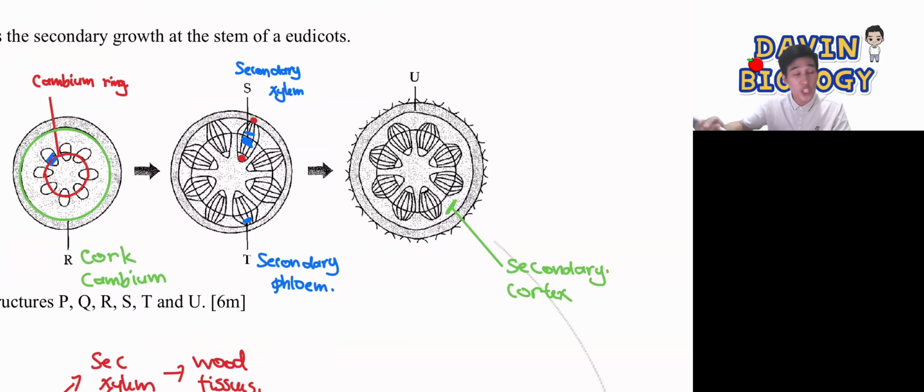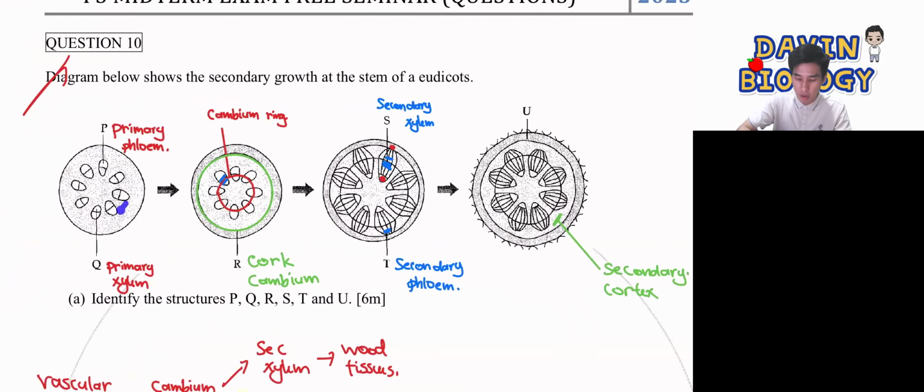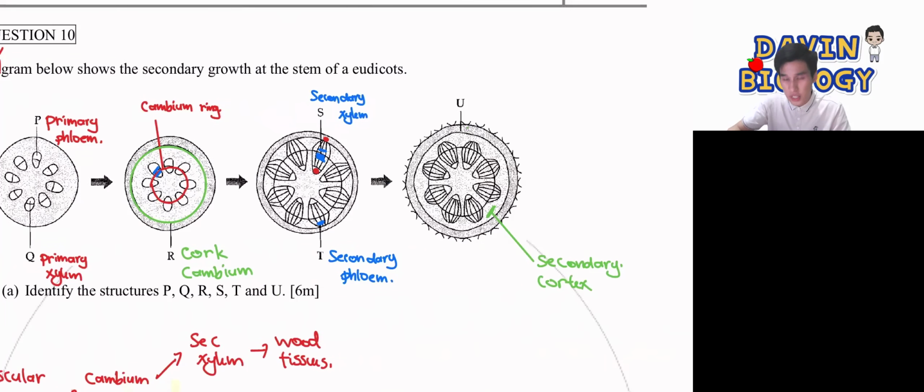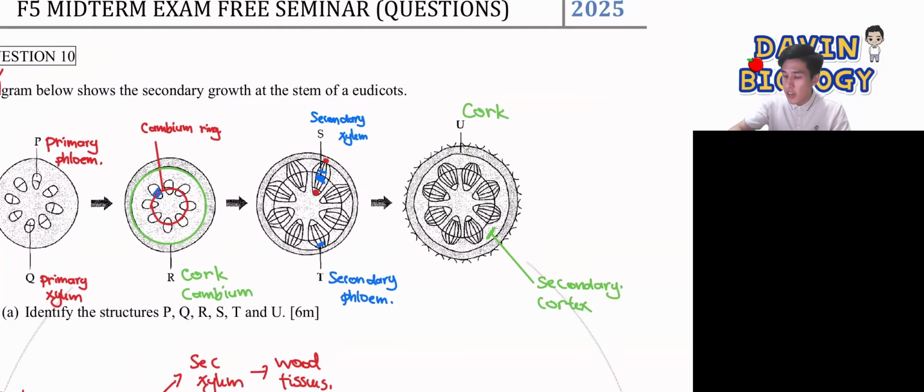Cortex means like the flesh of the stem. Initially here is the cortex, so I form a new layer of cortex. And the outer layer that they form, which I think they're asking you to label here as U, is called the cork. Cork eventually becomes what we call the bark. Bark, in Chinese 树皮, is like the surface of the stem. You know when you touch a woody stem, it's usually very hard and very rough. That's the bark. Bark forms from the cork.